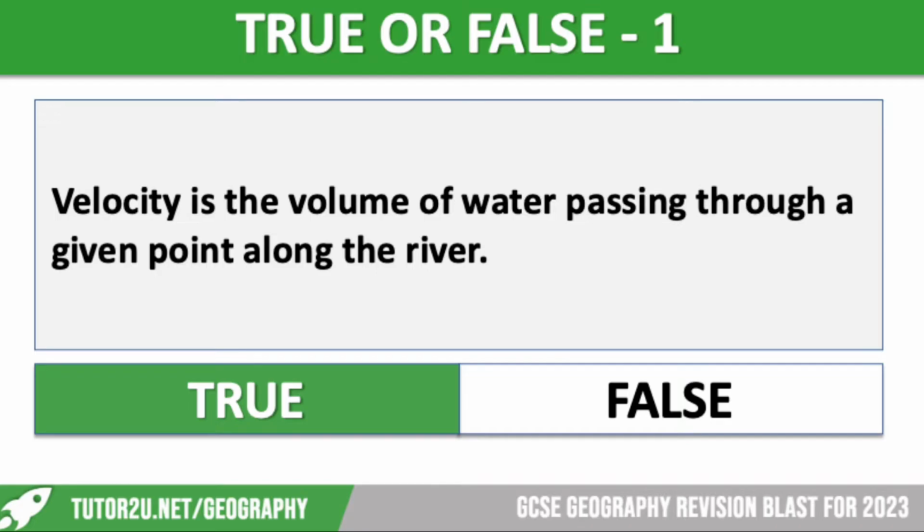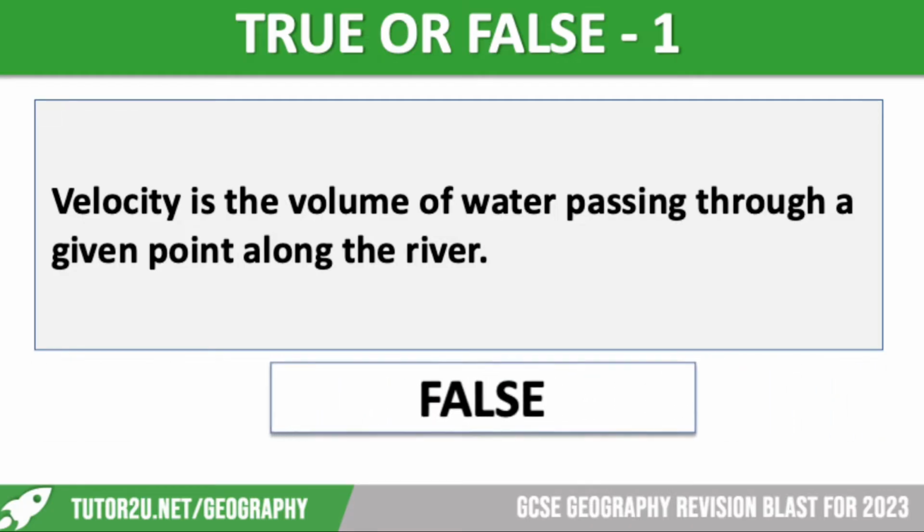Right, we're going to have a go at some true or false questions now. So our first one is: the velocity of the river is the volume of water passing through a river at a given point. Is that true or false? Let's have a look. It is false. So that's actually describing the term discharge.